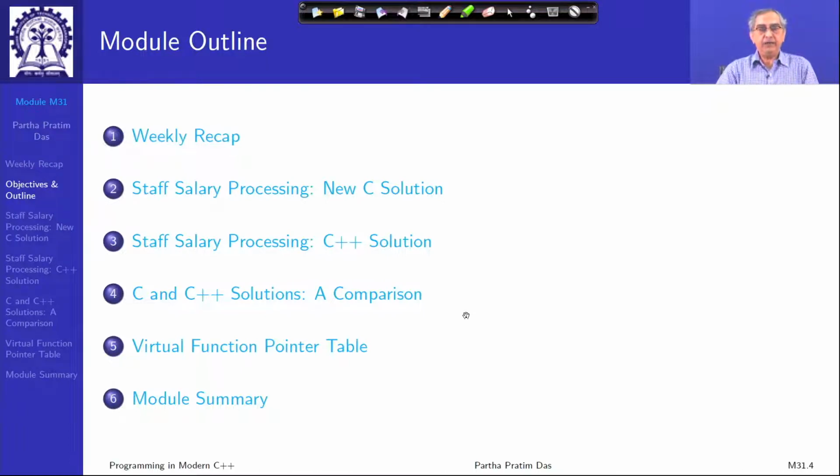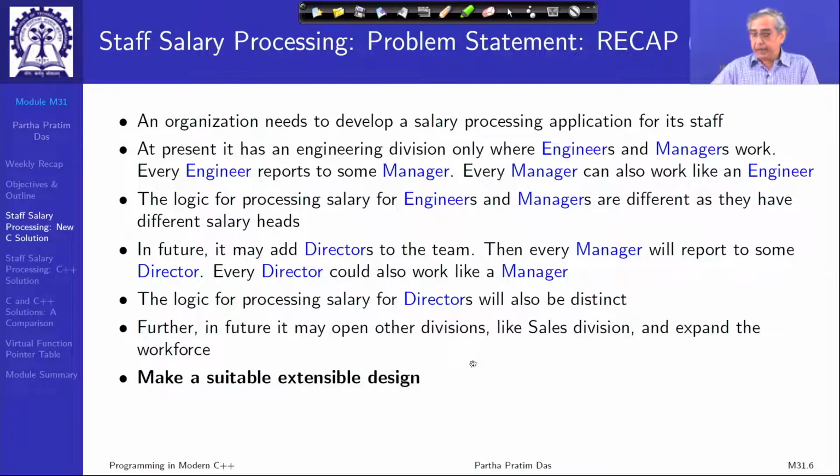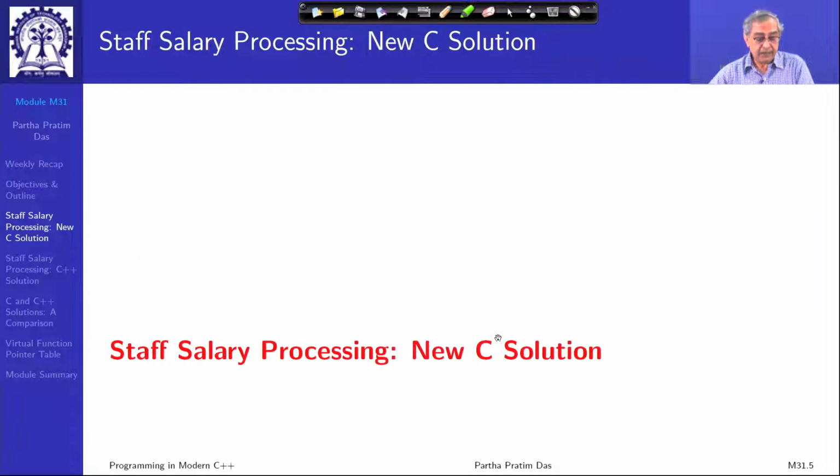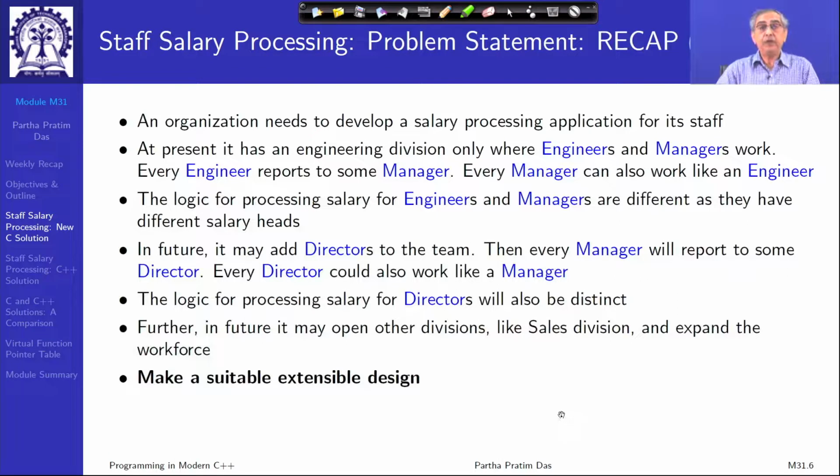This is the outline which will be there with you all the time on the left panel. So, let me just start with a quick recap of the salary processing problem and an introduction to a new solution. We have talked about an organization which needs salary processing. There are engineers and managers in the engineering division, then we have added directors to that. We want to keep provision for adding new divisions in future and so on.